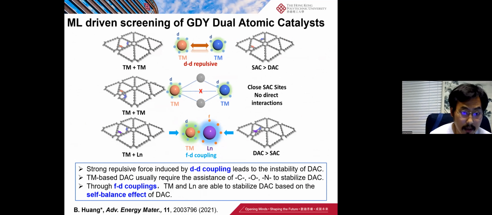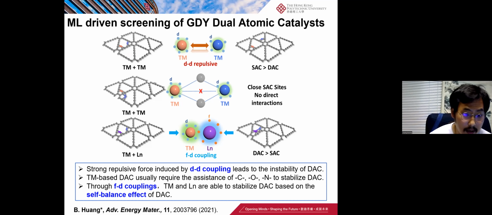Beyond single atom catalysts, the further step towards dual atom catalysts can supply more flexibility and possibilities. Introduction of additional metals can enable more electroactivity modulation for different reactions. However, due to the strong repulsive force induced by DD orbital coupling, the successful synthesis of DACs is still very limited and challenging. In most cases, a dual metal site needs to be stabilized through additional oxygen, nitrogen, or carbon connections. We propose that introducing the lanthanide metals can be a promising solution for the first time.